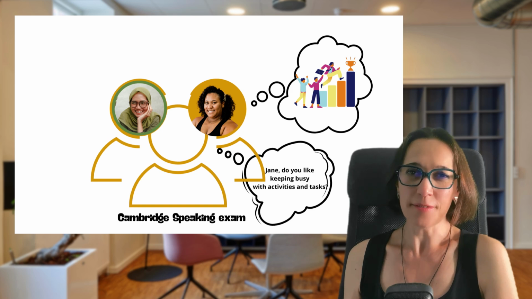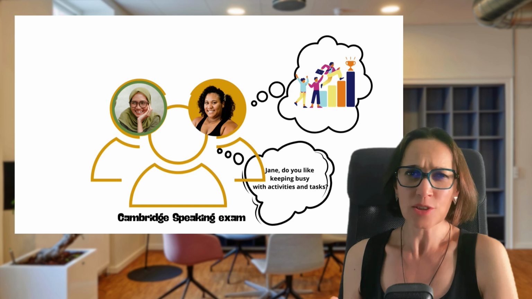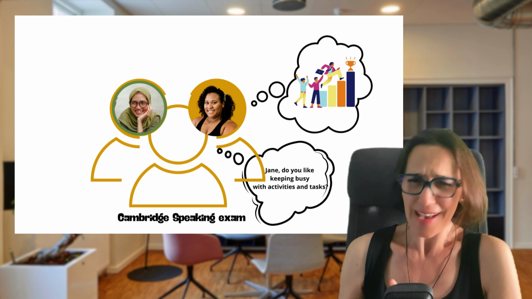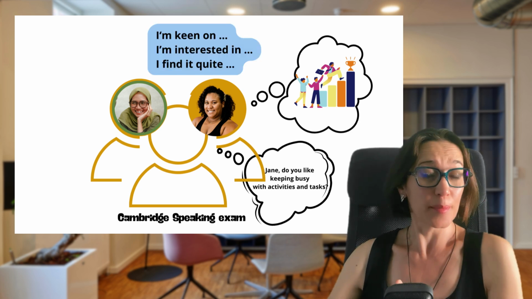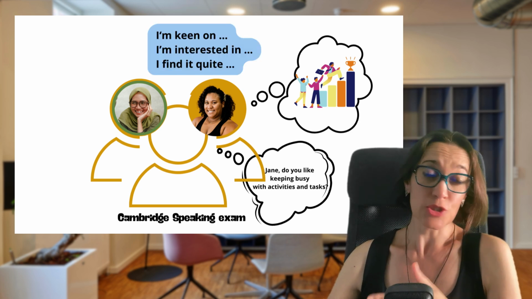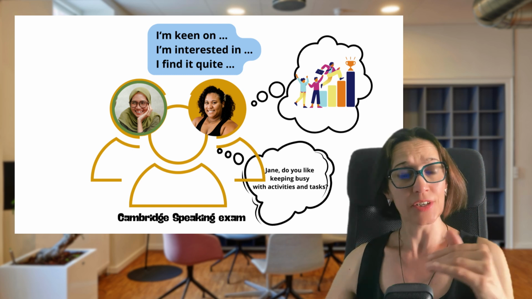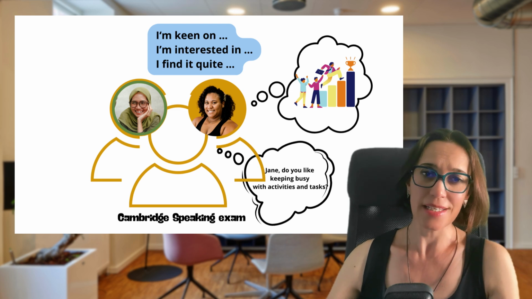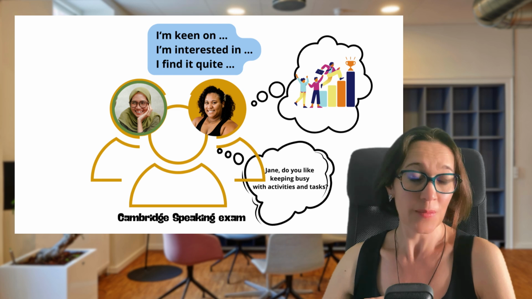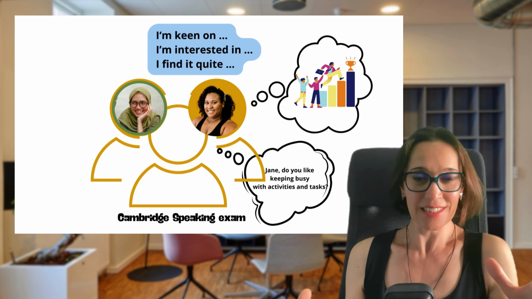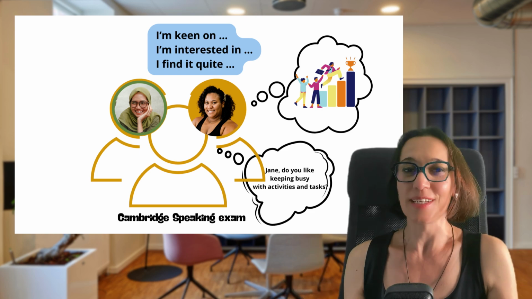I'm interested in having a packed schedule and being productive, as I find it quite satisfying to finish tasks and set new goals. Jane has started with I'm keen on, which shows a B1 level of English, and then moved on higher to use I'm interested in, and I find it quite satisfying, she said, right? Well, overall, until now, Jane has shown she has reached a B2 level in English.